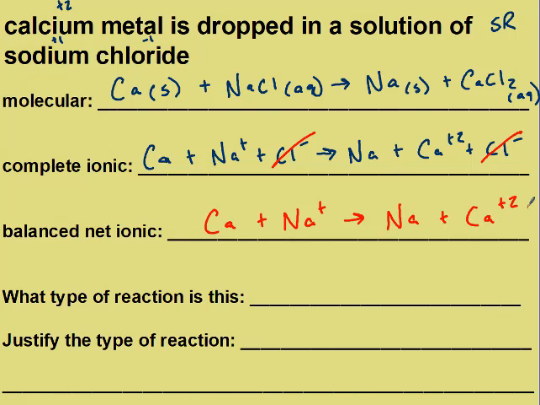You do need to make sure that your charges cancel. We have a 0 charge and a plus, and then on this side we have a 0 and a +2. So we need 2 positives to cancel out that +2, and then a 2 in front of sodium to cancel the sodiums. So charges and elements need to cancel on both sides.